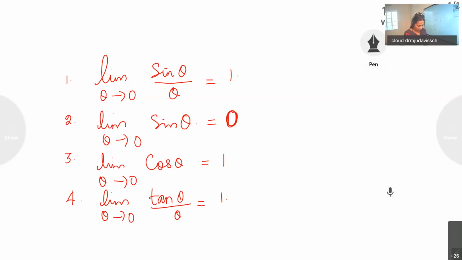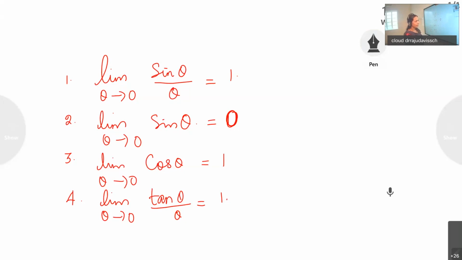Along with that, we learned two functions, exponential functions and logarithmic functions, isn't it? Write down the next heading: limits of exponential and logarithmic functions.